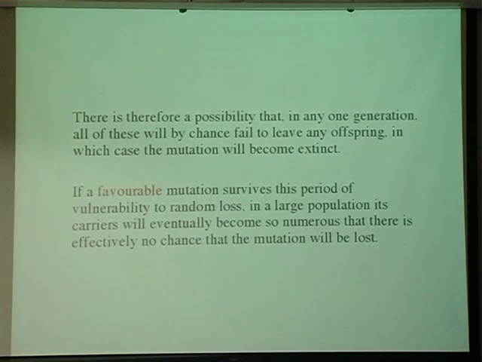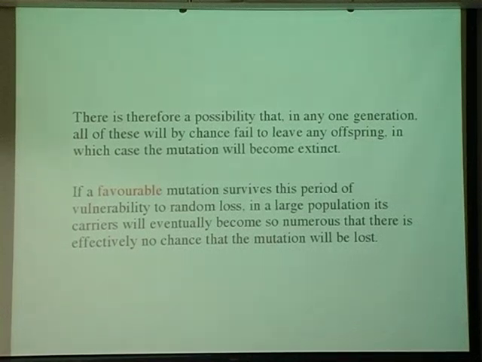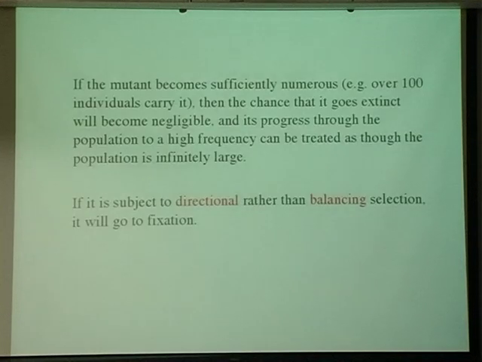So there's a possibility that in any one generation, carriers of the mutation will by chance fail to leave any offspring. Okay, the average offspring number may be 2. On average, everybody has 2 offspring, but some individuals have 10 and some individuals have none. So if the mutation happens to be carried in an individual who by chance has no offspring, it's gone from the population. But once it's survived this period of vulnerability to random loss, because there are a very small number of copies of the mutation, it can then, say, get to 100 copies of the mutation in the population. If the population size is large, we can just work with what we've done already. So this is the problem of the chance extinction of a new mutation. I'm not going to dwell on this because we'll be hearing more about it in another lecture.